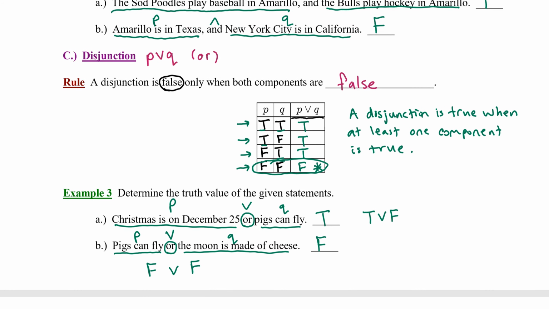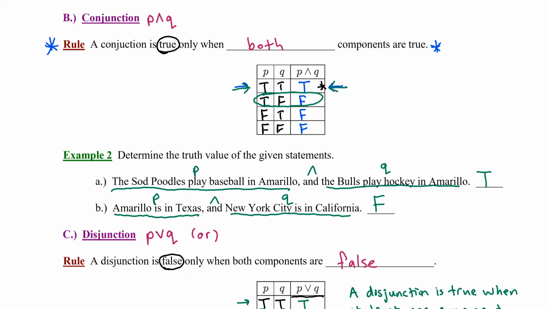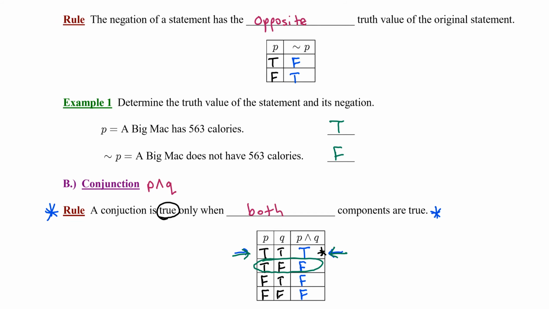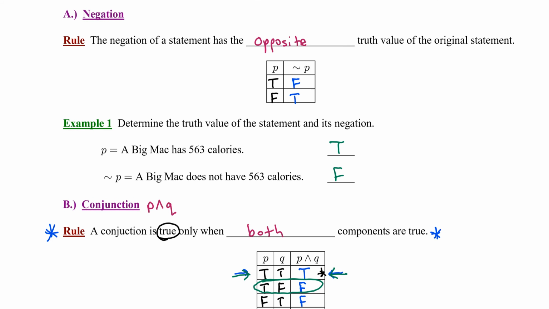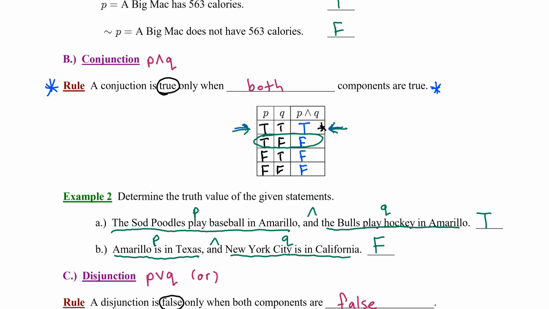Now, take some time to go back over and really let this sink in. This is building a foundation for the more complicated truth tables that we're going to build later on. So let's do a quick review. A negation is always going to have the opposite truth value of the original statement. A conjunction is true only when both components are true. Every other time it is false.